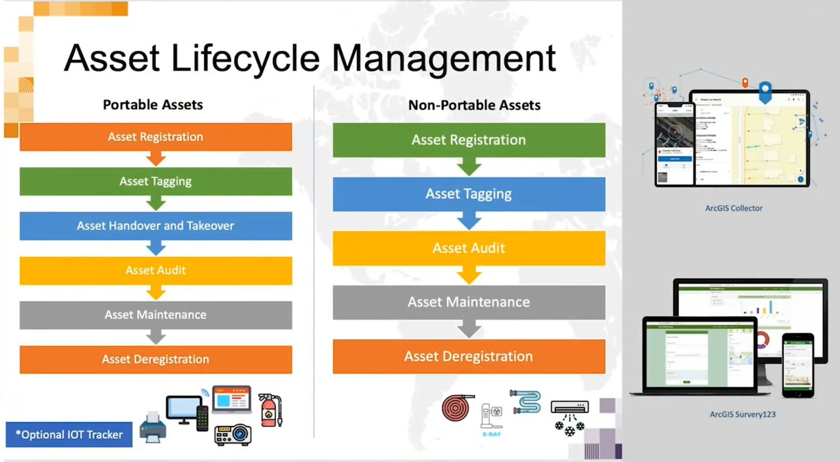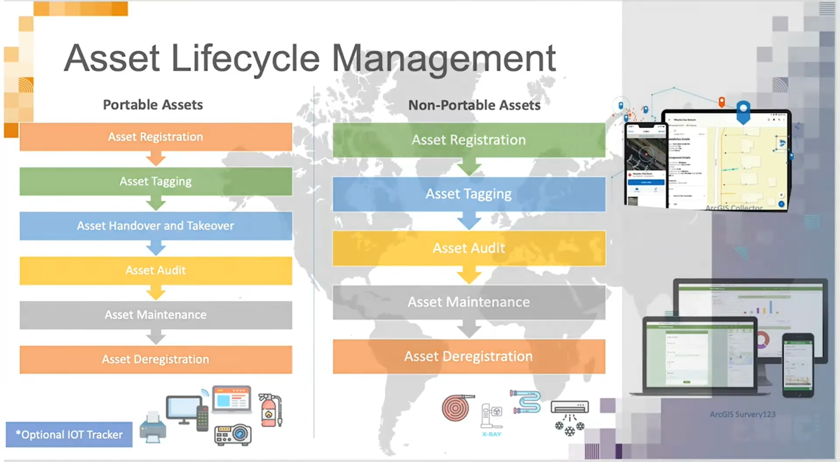The asset lifecycle is different from portable assets to non-portable assets simply because you don't really need to track the custodian of non-portable assets, but the rest of the processes are the same. So it will start with asset registration, then you tag it with asset ID or maybe a QR code, then you do the auditing or inspection, to maintenance, and then the asset deregistration.